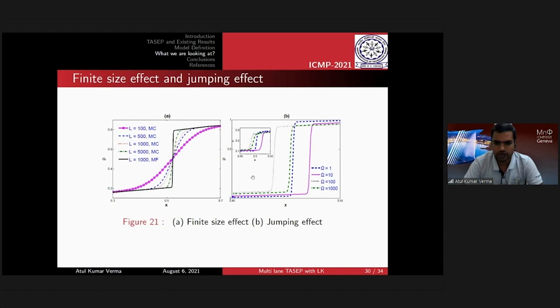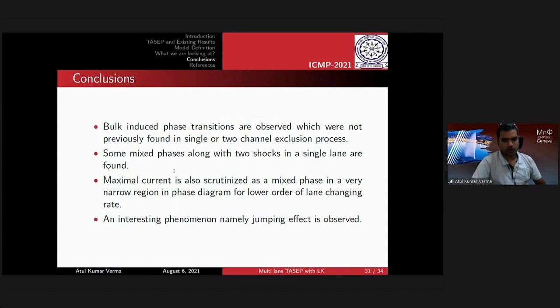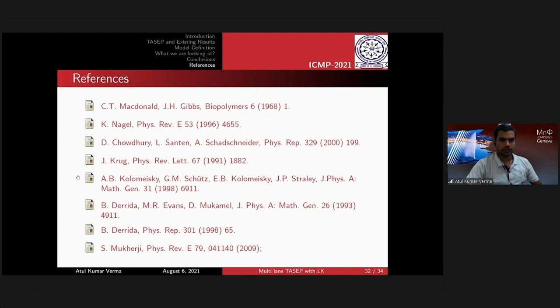So the conclusion is that we have obtained the bulk induced phase transitions, which are not present in the single as well as two channel TASEP models. We are able to obtain one phase which includes all the basic phases like low density, high density, and maximum current. We are also able to achieve maximum current, and the jumping effect is also observed, which is not present in other cases. These are the main findings, which also reflect that the three-channel model is more suitable to understand traffic systems. These are two references, and this is the paper which I was presenting.